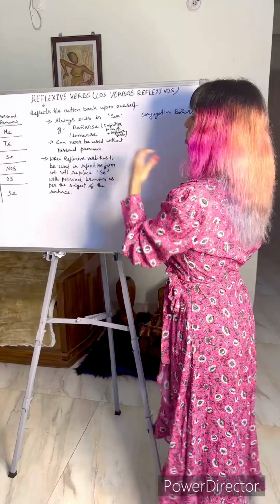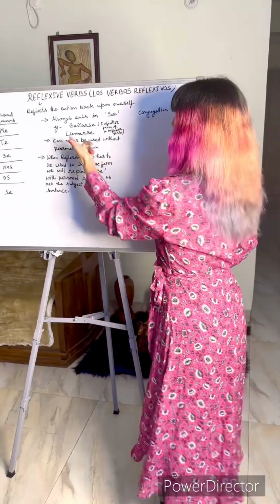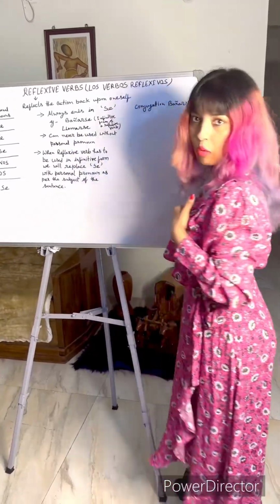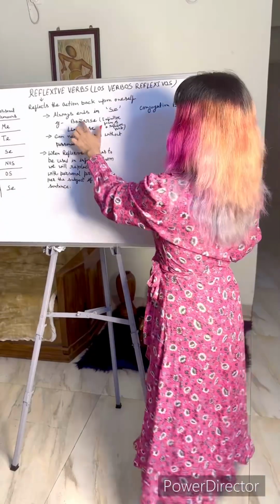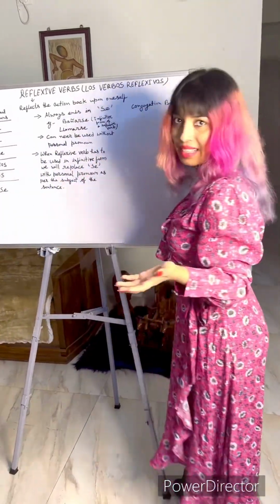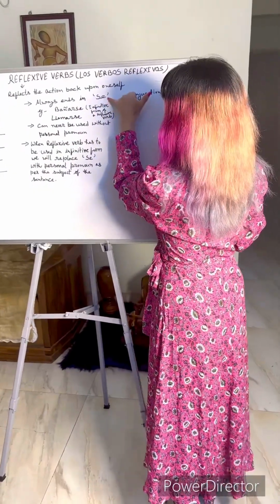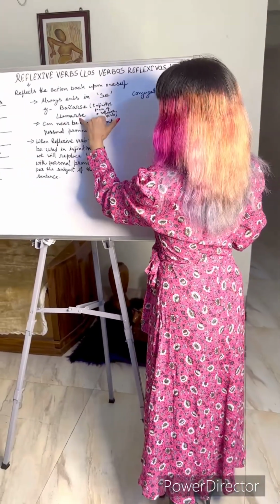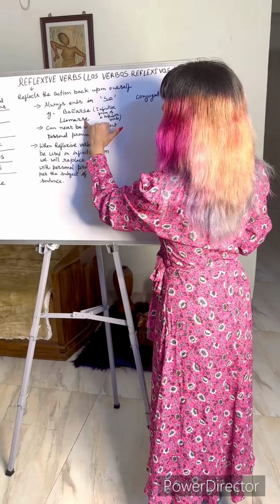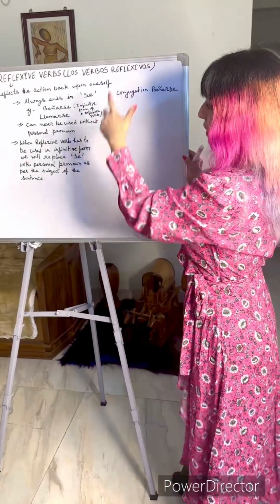Bañarse means to bathe oneself. Llamarse means to call oneself. So, bañarse, llamarse, dormirse, just like that. You will always see this se attached to the infinitive form of the verb. That means that it is a reflexive verb.